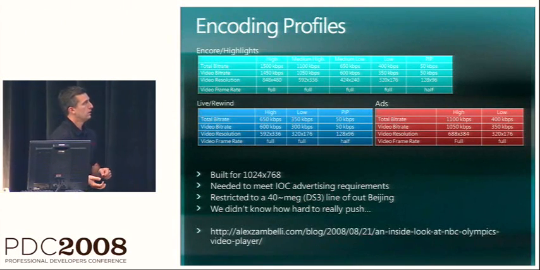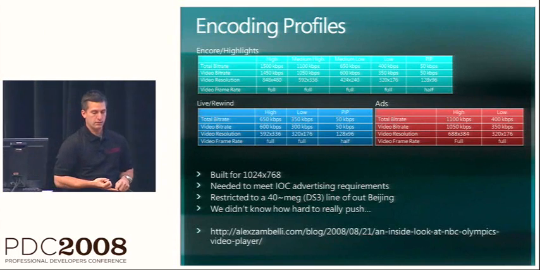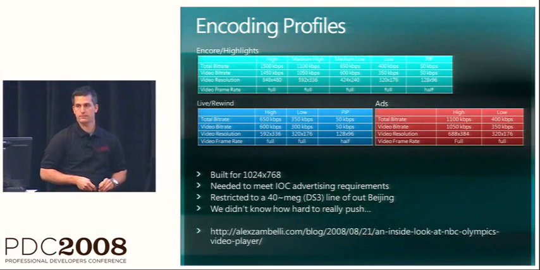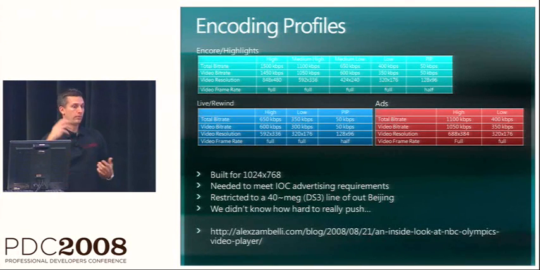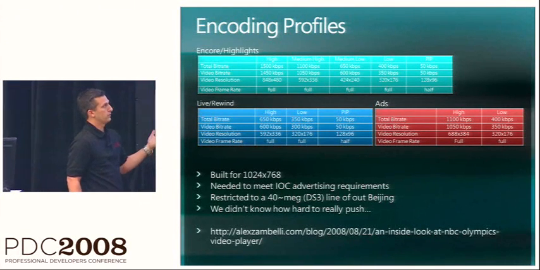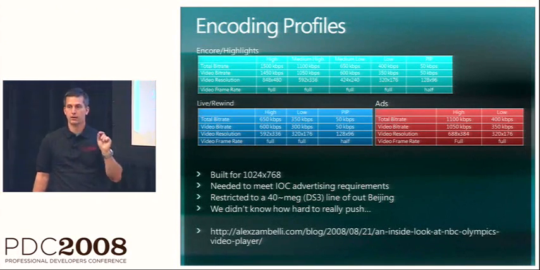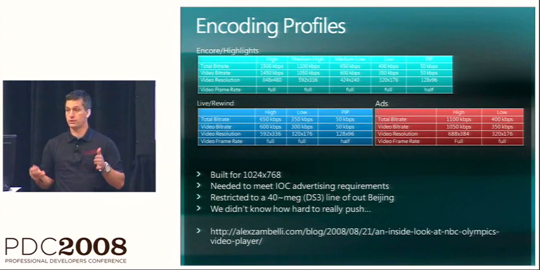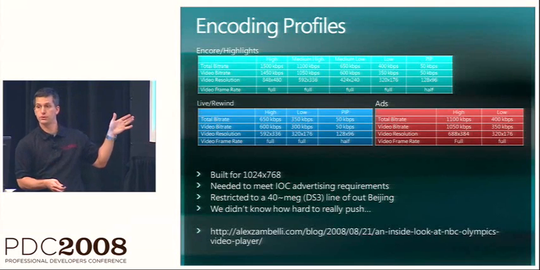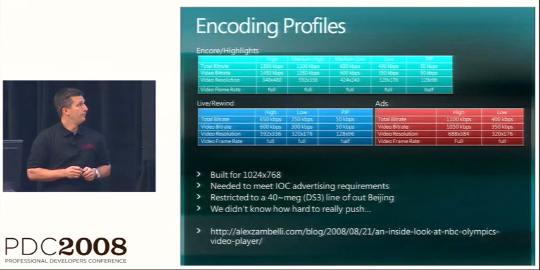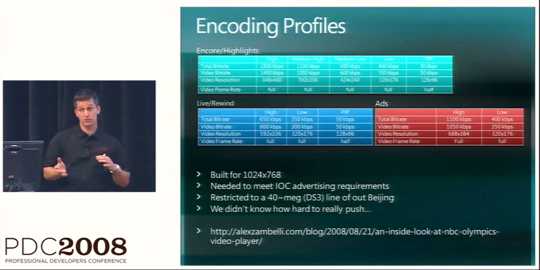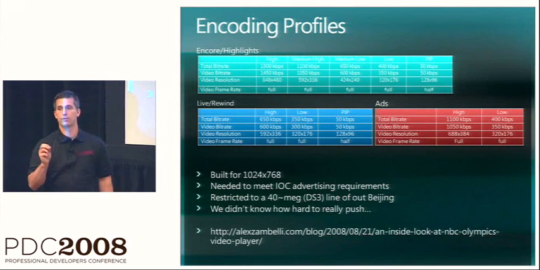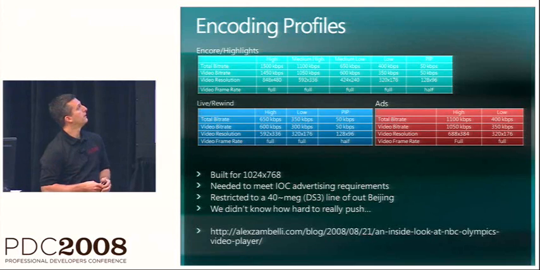The next piece was, well, given that, the least common denominator on the web would be 1024 by 768. And oh, by the way, we also had restricted bandwidth coming out of Beijing. So we roughly had one 40 meg DS3 line where we could channel all of the content that I just showed you on that tide chart. We fundamentally had 40 encoders doing all that work. So we basically had about 1 meg per event or per encode session that we can use.